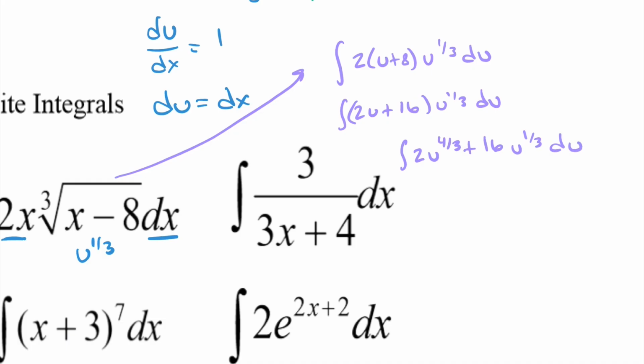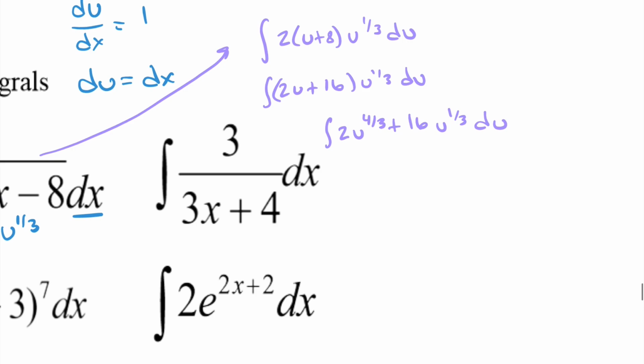Whoops. All right, so the antiderivative is 2u. We add 1 to the exponent, so that's 2u to the 7/3 divided by 7/3, plus 16u to the 4/3 divided by 4/3, plus c.